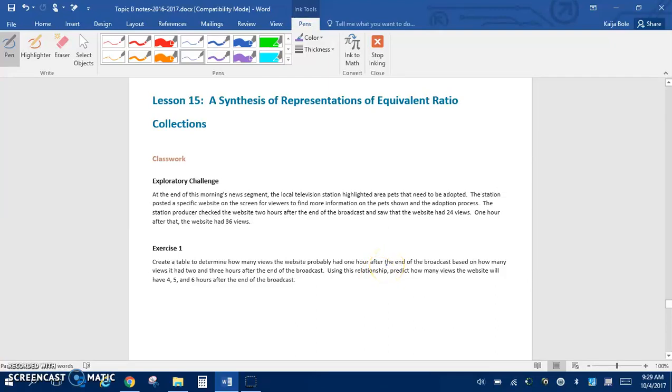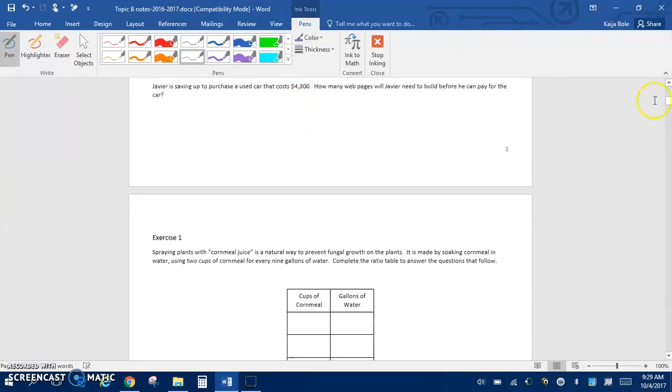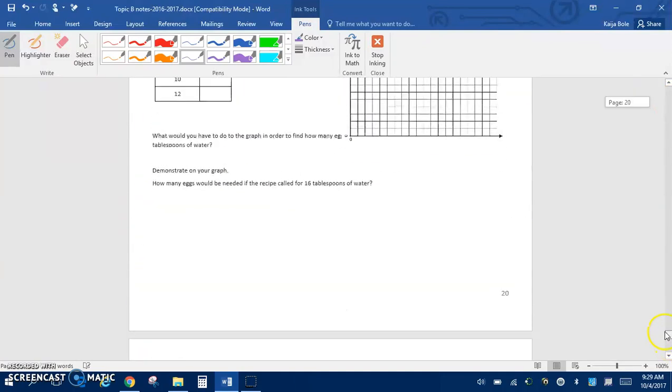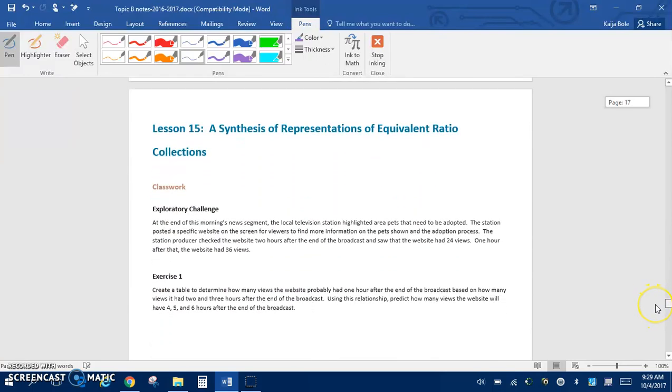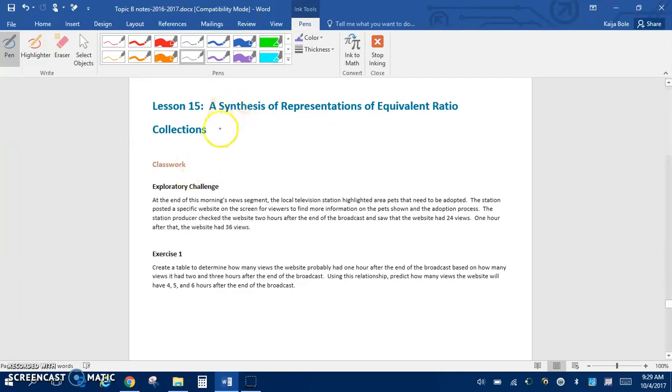Alright, so here we are, lesson 15, a synthesis representation of equivalent ratio collections. Let me skip back down here. Here we are. Alright, lesson 15, we are on page 18, which is the last page, well, not the last page, but the last lesson for this part of the unit. A synthesis just kind of means we're pulling it all together now, everything that we've been doing for this whole unit.